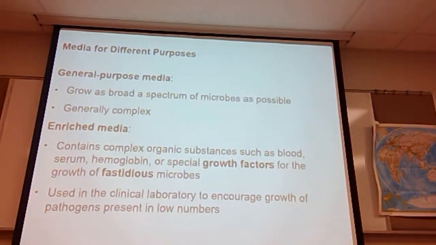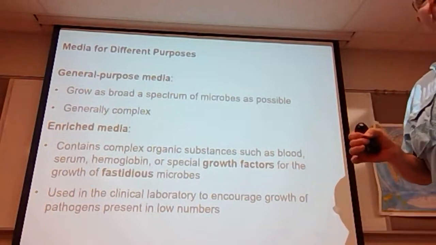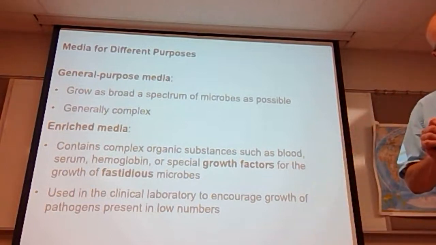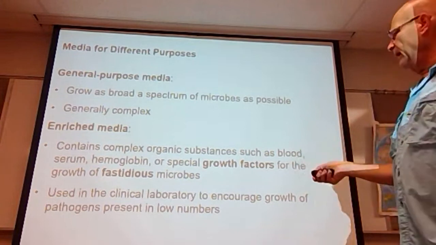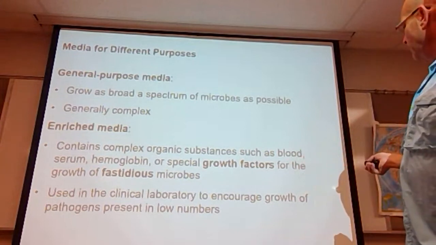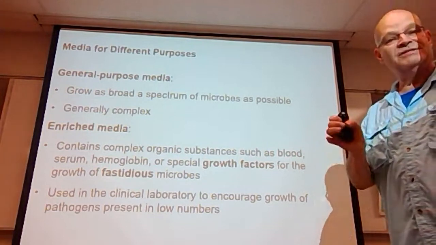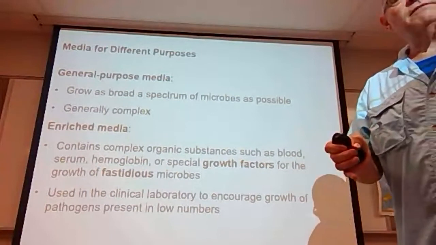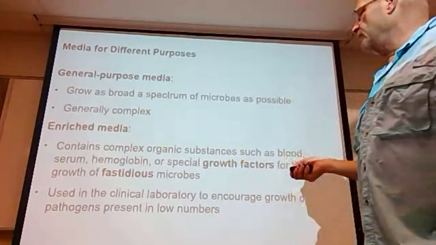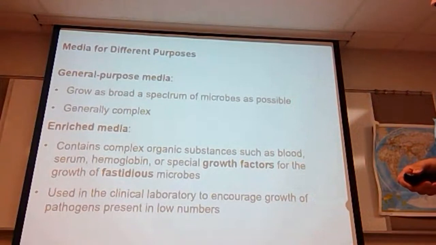An enrichment media is one that contains complex organic substances such as blood, serum, hemoglobin, or some special growth factor for the growth of microbes which we refer to as fastidious. A microbe that is fastidious is one that requires some very particular growth factors. There has to be a blood product there, such as blood or serum or hemoglobin. Maybe it requires a very particular temperature range. Maybe it requires a very particular pH range. All of those things would make that particular organism fastidious.